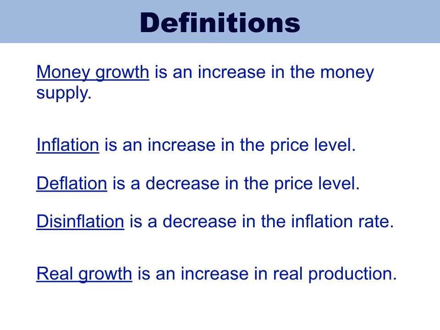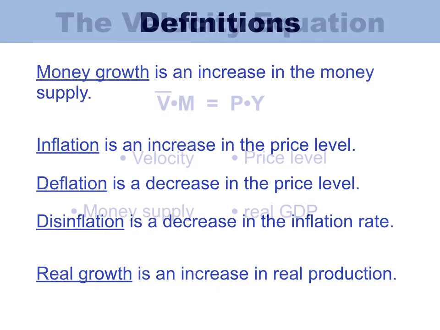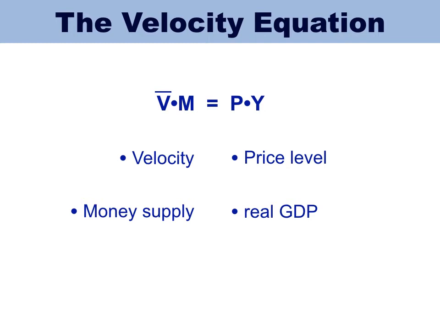Real growth, as we already know, is an increase in the real production. So in the economy, we are producing more goods and services. Here is the velocity equation, also called the quantity equation. V times M is equal to P times Y, where velocity is how often money is exchanging hands. M is the money supply, P is the price level, and Y is real GDP.